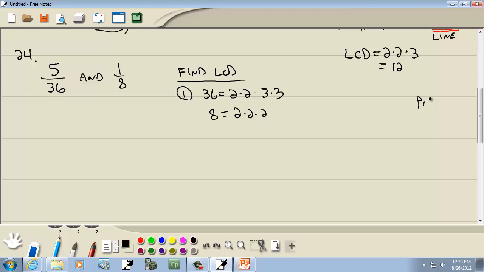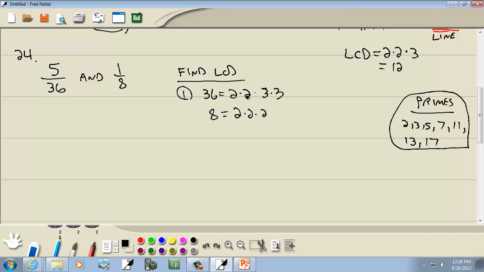Now remember with your primes, the only thing you can put over there are 2, 3, 5, 7, 11. I'll put a couple more just in case. I don't think there's anything that goes up that high though. Usually it's those first 5 primes. So if you have some other number on the right hand side here besides those, then it's not the prime factorization.